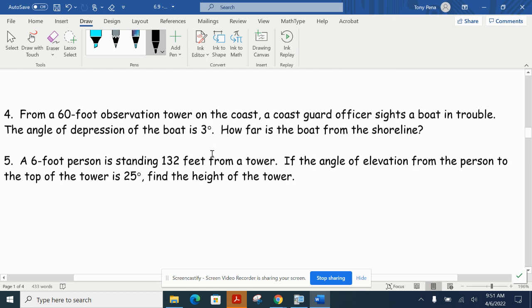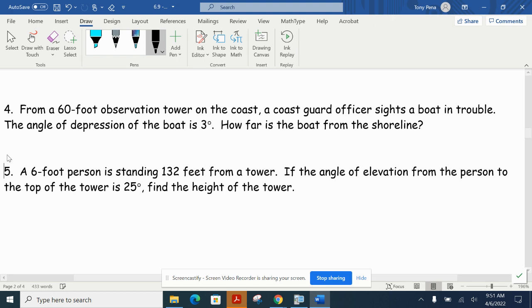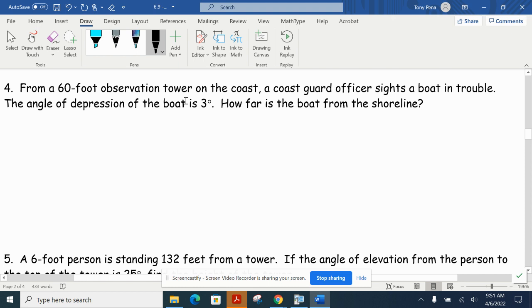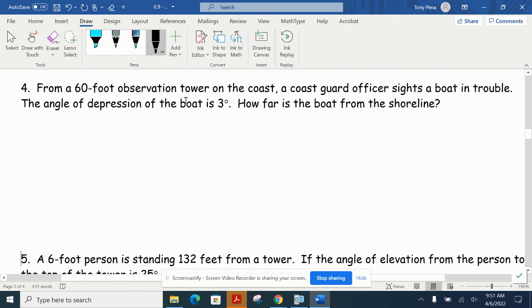All right. Number 4. The first angle of depression problem. Probably a little trickier to graph, especially this first one. So just read it carefully, understand what it's given you.